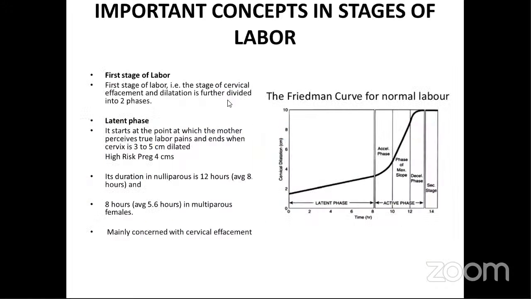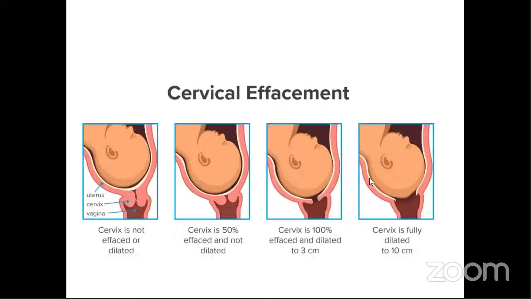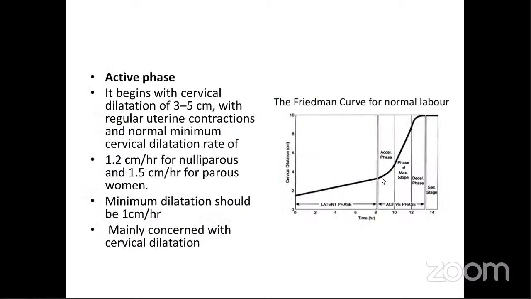So remember the latent phase. The latent phase of the labor is more concerned with the effacement of the cervix. So it's quite a long time, and that is the time when we look and wait for the effacement of the cervix. Once the effacement is completed, then starts the active phase of the first stage of the labor, which is more concerned with the actual dilatation of the cervix, right?